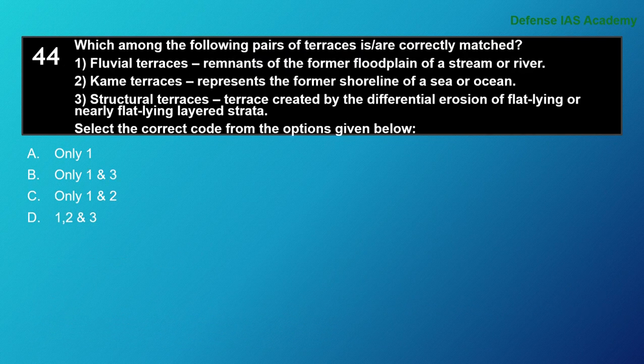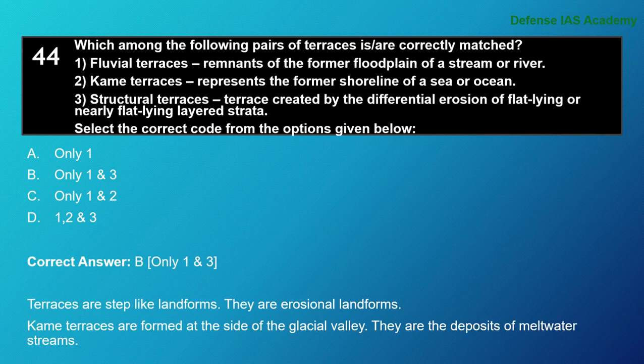Question 44. Which among the following pairs of terraces are correctly matched? 1. The fluvial terraces, which are remnants of the former floodplain of a stream or river. 2. The Kame terraces, which represent the former shoreline of a sea or ocean. 3. Structural terraces, which are terraces created by the differential erosion of flat-lying or nearly flat-lying layered strata. Select the correct code from the options given below. The answer is option B, only 1 and 3. Only 1 and 3 are correct in the above question.